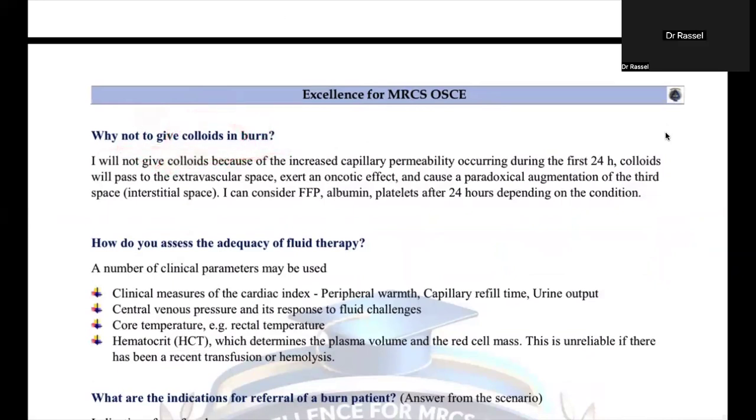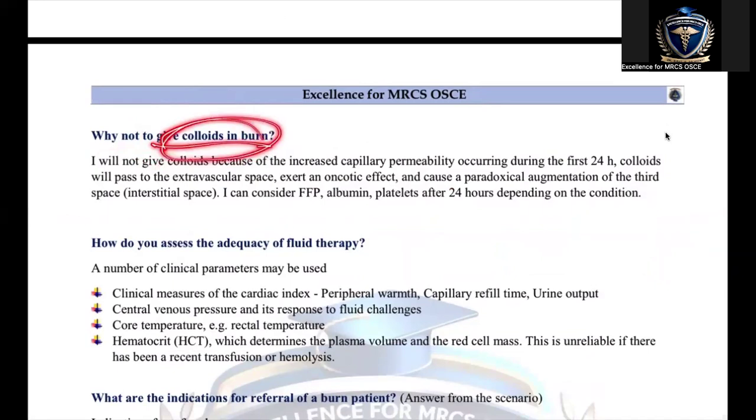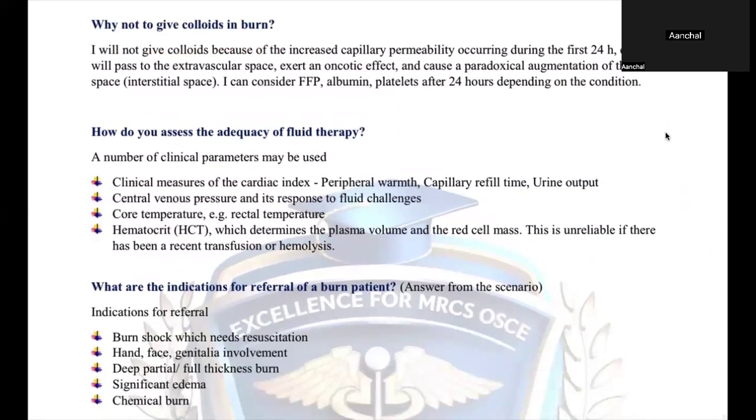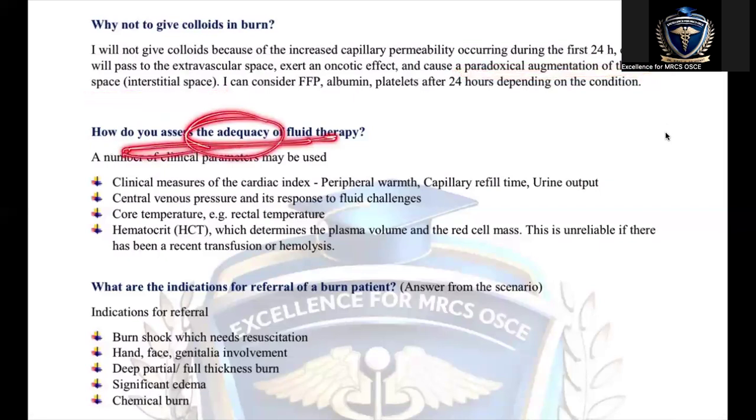Because it has no advantage, and capillary permeability is increased. Candidates, one at a time, please. I don't need to listen to a single person; I just want to hear from everyone at a time. Just tell me why colloid is not given. The capillary permeability is increased, so the colloid promotes colloid osmotic pressure and makes the colloid go through the capillary into the interstitium around, and that increases the edema. Exactly. Then how would we assess the adequacy of the fluid therapy? Initially, we start with the cardiac index.